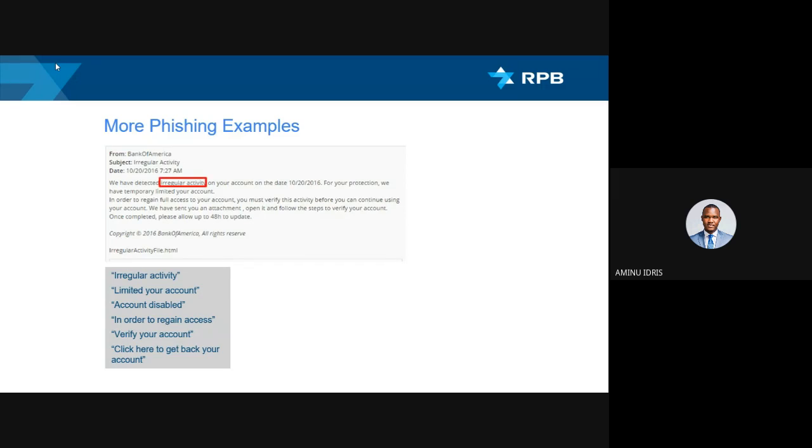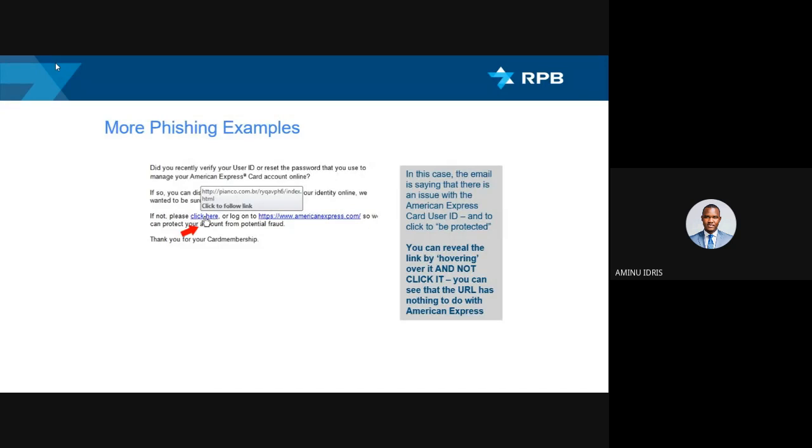So, what are the red flags here? The first one is irregular activity. Secondly, limited your account. It's a red flag. Regain full access to your account is another red flag. It looks like they are doing you a favor: they limited something, they detected an issue. Always issue, issue, issue. We have to be very, very careful. So you must verify this activity or verify your account to be able to proceed. So you see, this is how to identify a phishing email anatomically.